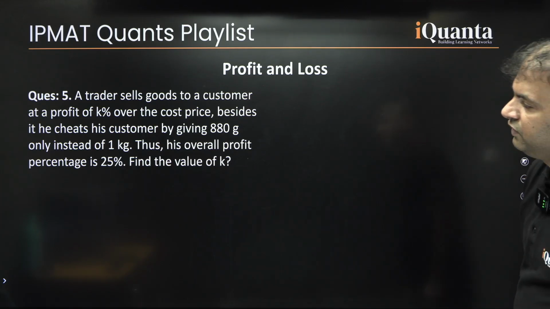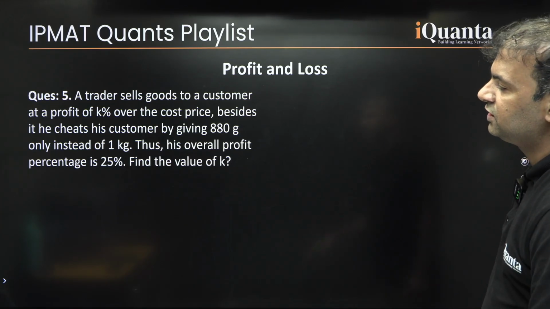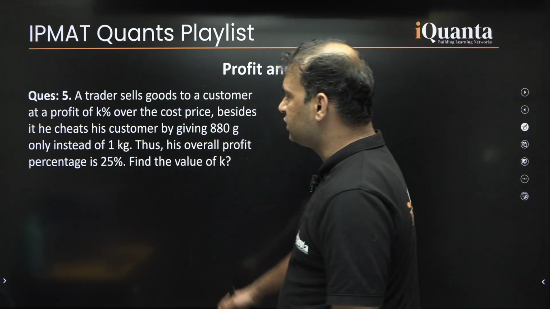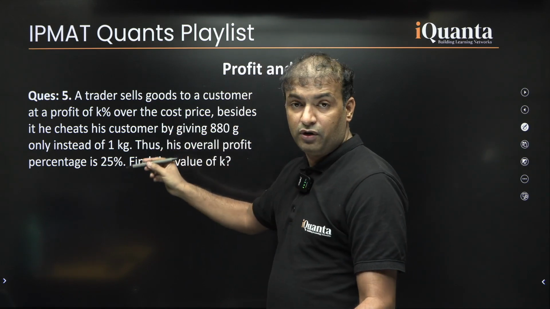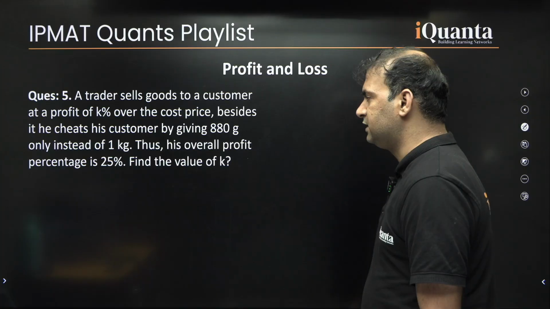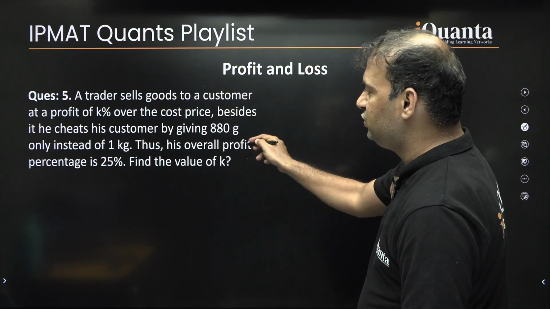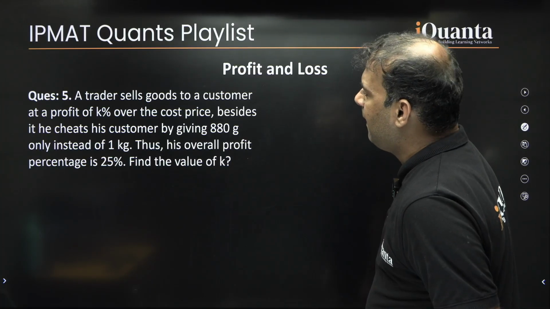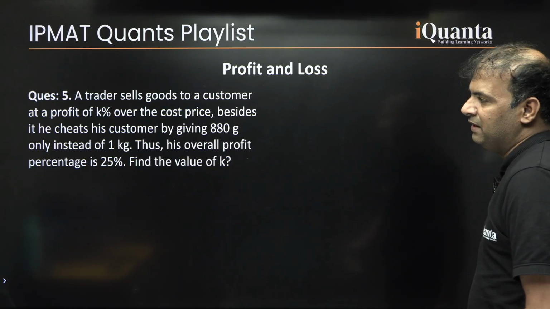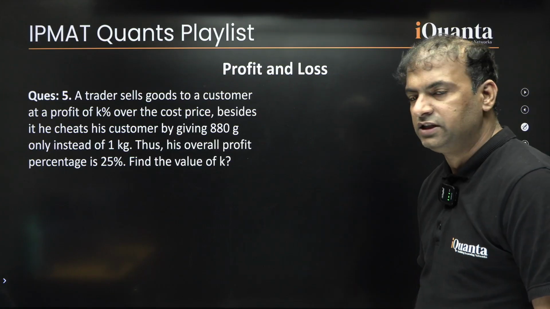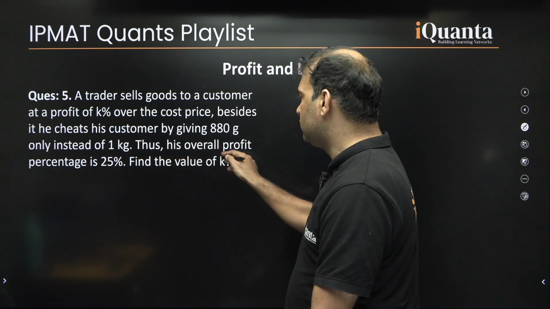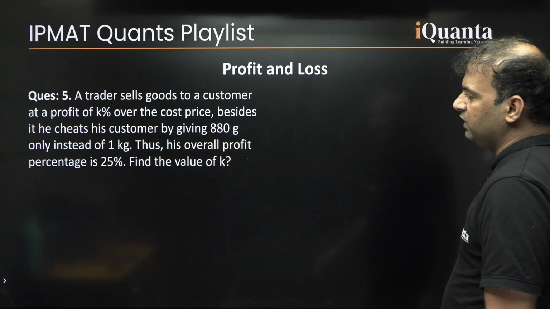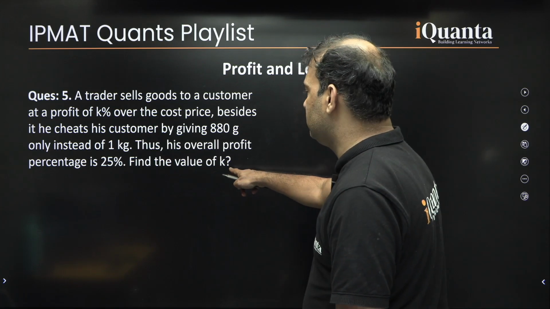Question number 5, a very good question again on weighing-based cheating. The question says that there is a trader, he sells the goods to a customer at a profit of K percentage over the cost price. Besides it, he cheats the customer by giving 880 grams only instead of 1 kg. Now they're saying his overall profit percentage is 25%. We have to find the value of K.